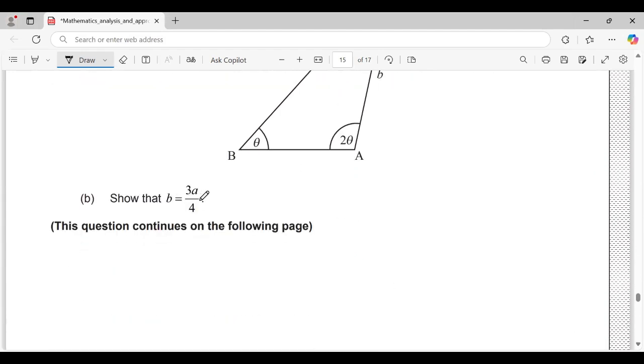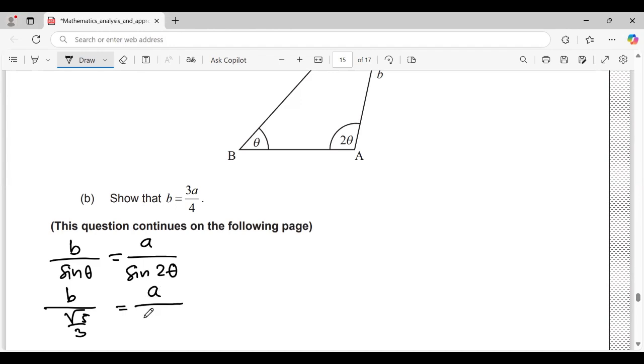Show that B equals 3A over 4. According to the sine rule, B over sine theta equals A over sine 2 theta. It means B equals A times sine theta over sine 2 theta, where sine theta is square root 5 over 3 and sine 2 theta is 4 square root 5 over 9.